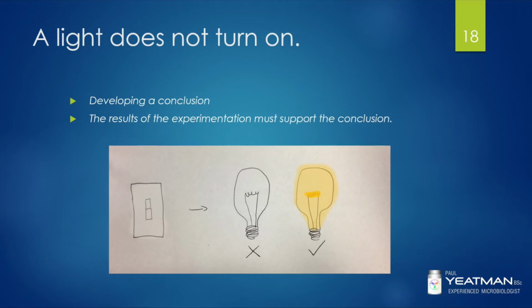In this example, the globe had blown. So the conclusion was, or is, the light did not turn on as the globe had blown. The solution to the problem is therefore obvious. Replace the globe. In practice, you'd probably just replace the globe without any testing.